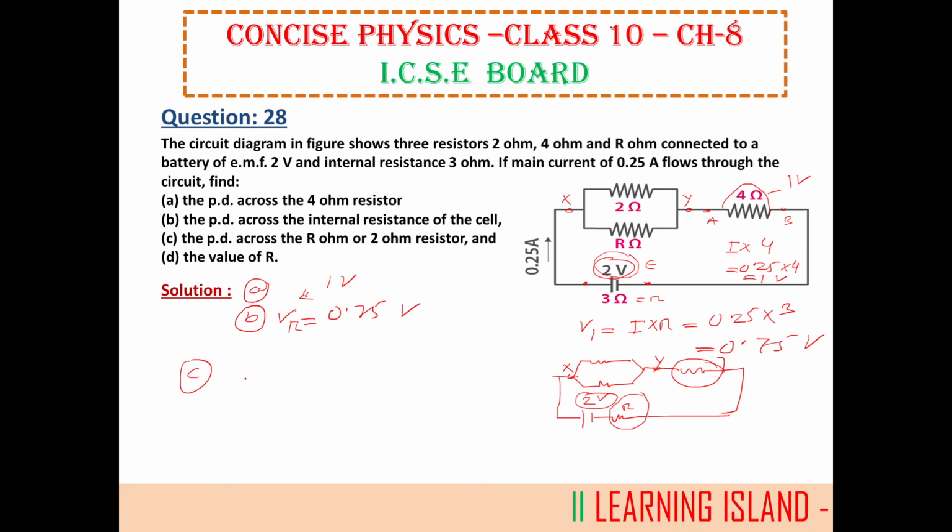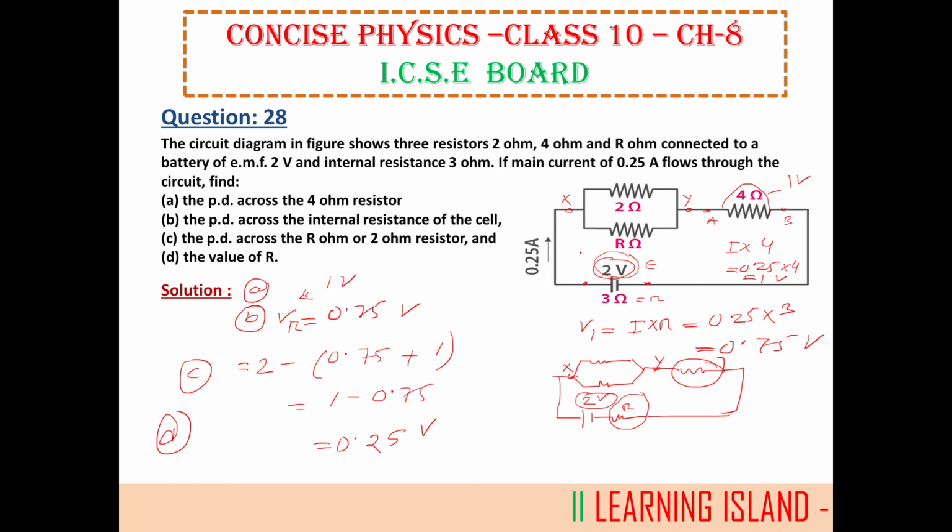So the voltage between the end points of the 2 ohm resistance, or R ohm resistance, would be equal to 2 minus 0.75 plus 1, that is 2 minus 1.75, that is 0.25 volt. Now question number D. What is the value of R?